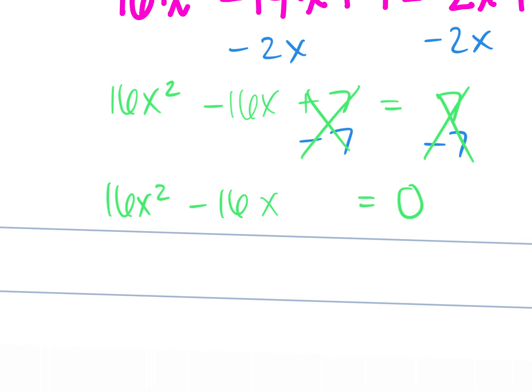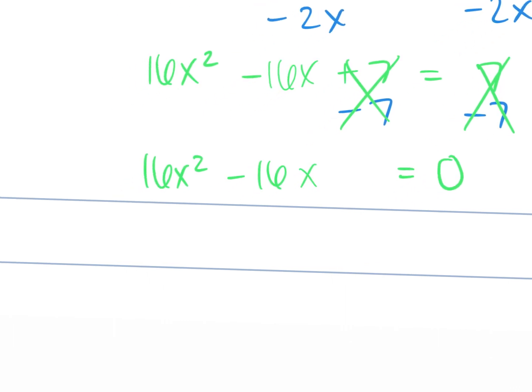GCF. What is the greatest common factor between 16x squared and negative 16x? It's not 8. It's not 16. It's 16x. So they both have an x. Do you guys agree? So pull out a 16x. What is inside the parentheses? X minus 1. And we're setting that equal to 0.